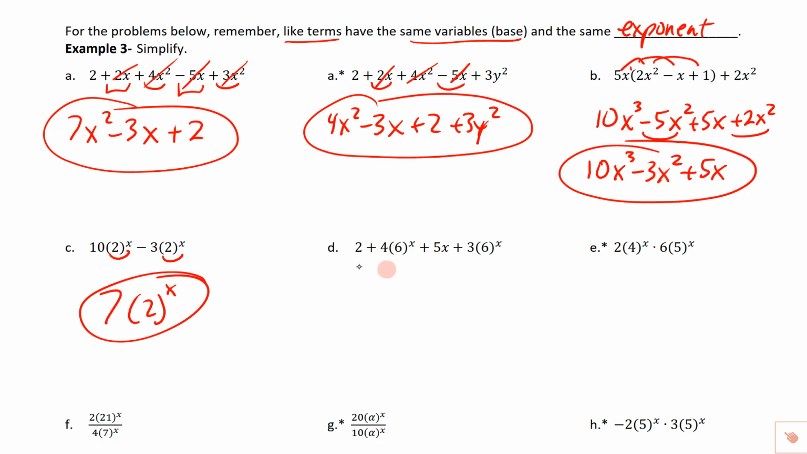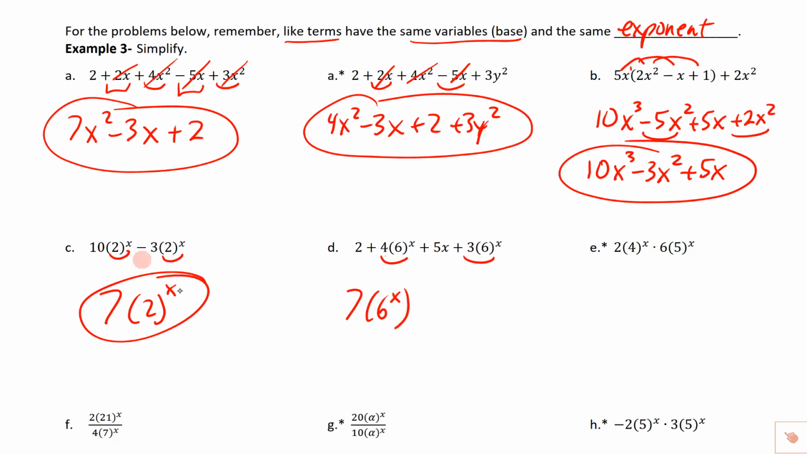Okay, let's run through and take a look at this one right here. You'll notice that we do have some like terms there. So I've got 4 of these plus 3 of these. See how easy that kind of rolls off your tongue as opposed to 4 times 6 to the x plus 3 times 6 to the x. 4 of these plus 3 of these is 7 of these. So I'm going to go ahead and put it like that.